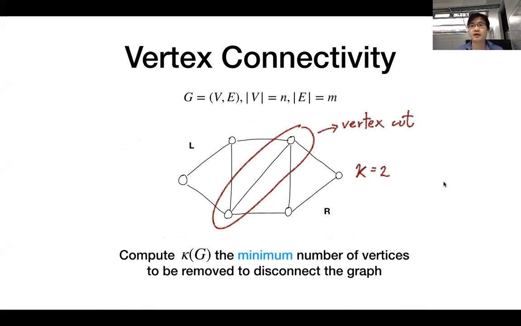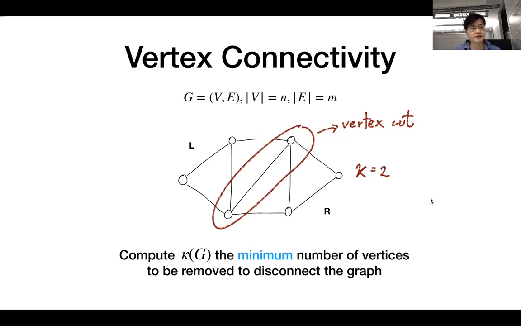So first of all, I would like to define vertex connectivity. Given an undirected graph G with n vertices and m edges, we would like to compute the minimum number of vertices to be removed to disconnect the graph. We denote this as kappa(G). For example, in this particular graph, the vertex min cut size is 2 because we can remove these 2 nodes to disconnect the graph, and we cannot disconnect the graph by removing just one node.